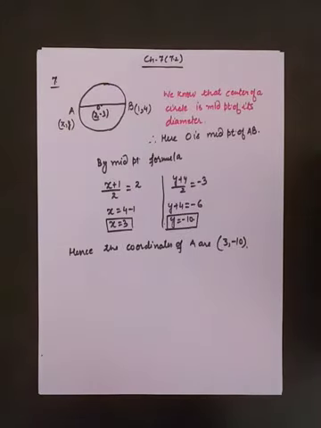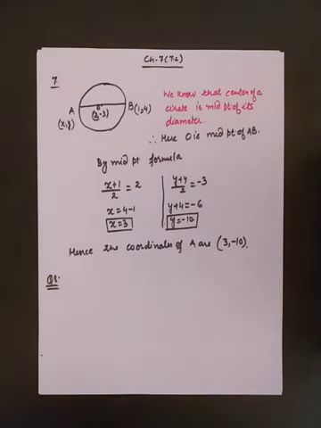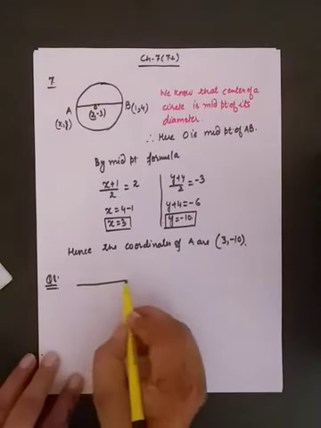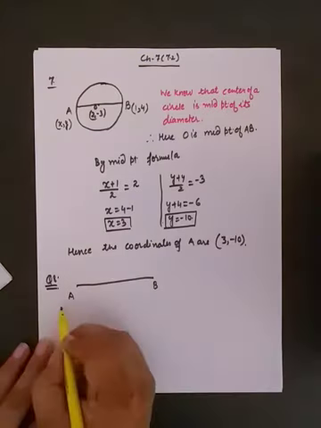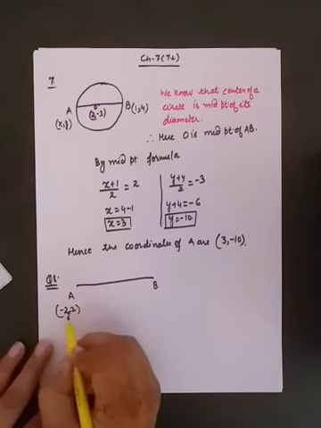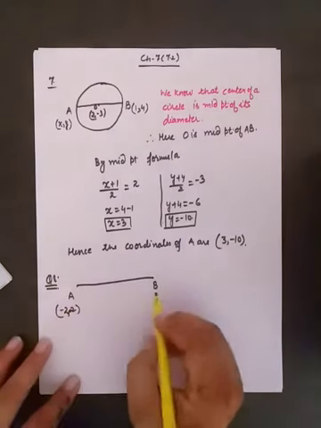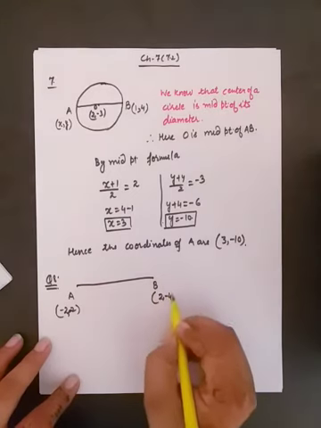Next, question number 8. In question 8, A and B are respectively the coordinates. Here A and B are the coordinates of 2 points, and the coordinates are (-2, 2) and (2, -4).